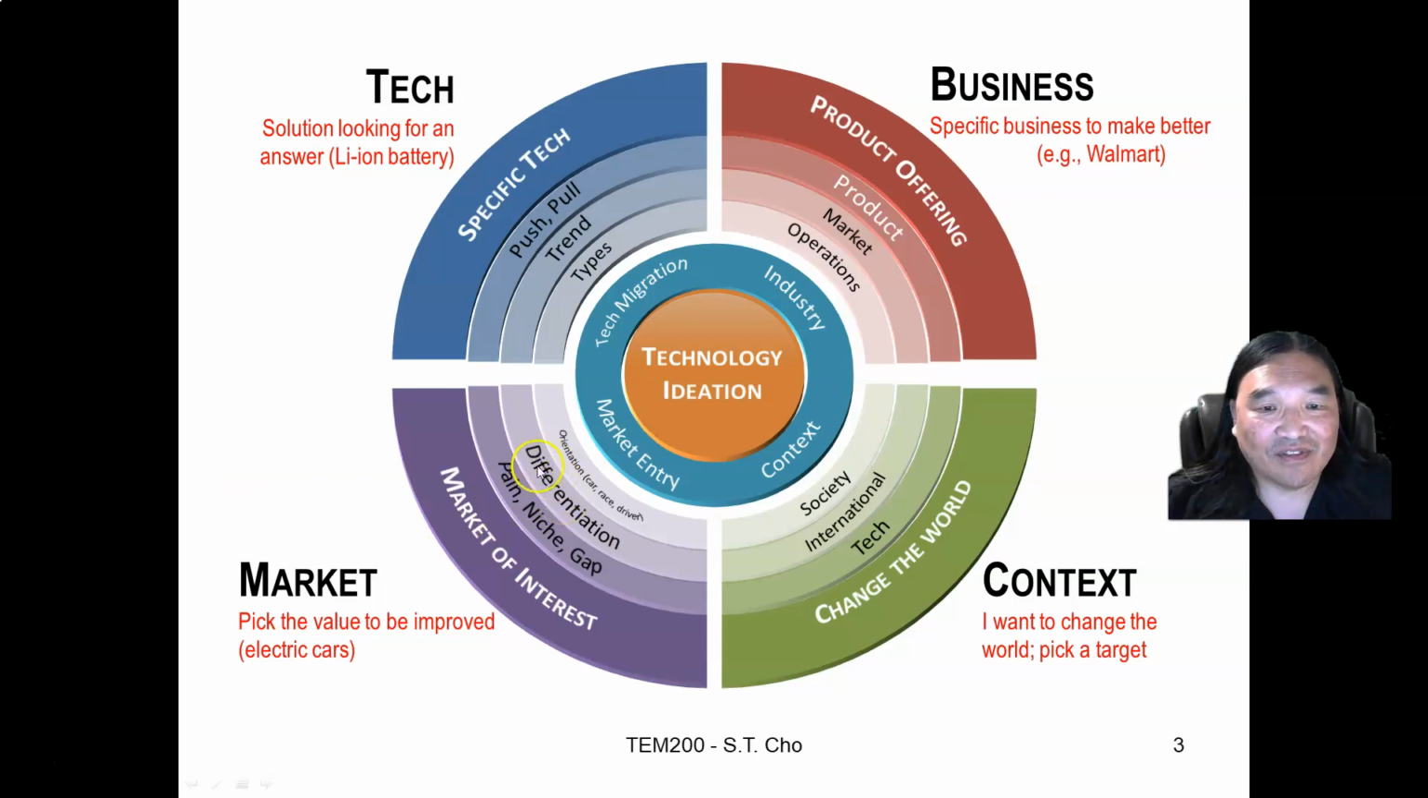If I have a specific market that I'm interested in, how do I find that market opportunity? And that's that I have to find differentiation, basically something brand new. Look at pain, niches, and gaps. So what is my market of interest? And this is where most people go into.